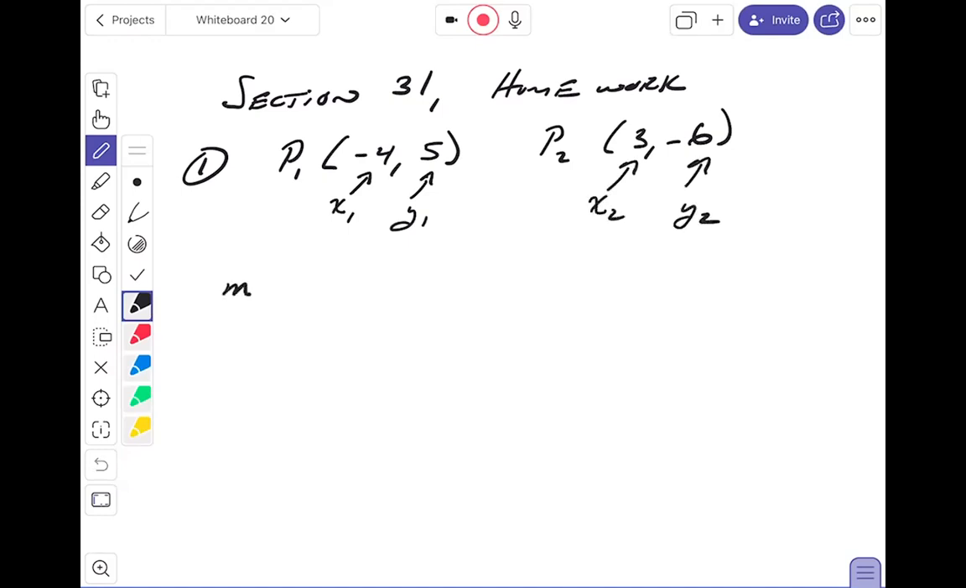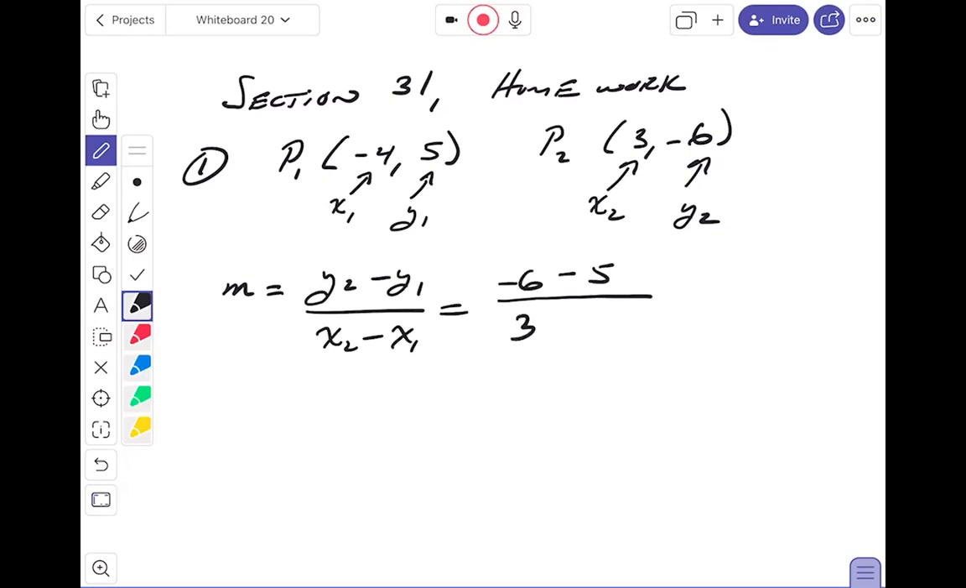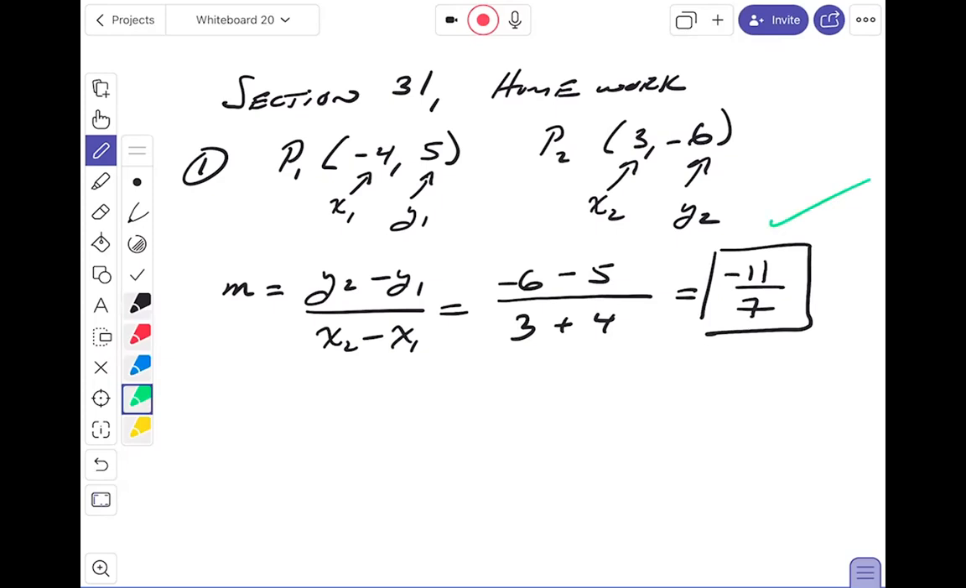What's the formula? M is y2 minus y1 over x2 minus x1. What's y2? Minus 6. What's y1? 5. What's x2? 3. Now we have a minus 4, which is plus 4. We have an answer key to look at. Don't worry about that. Minus 11 over 7. That is the slope of the line. I would recommend you look at the answer key. Make sure you're looking at that. And if you're not, there's something wrong with either the answer key or what you're doing.